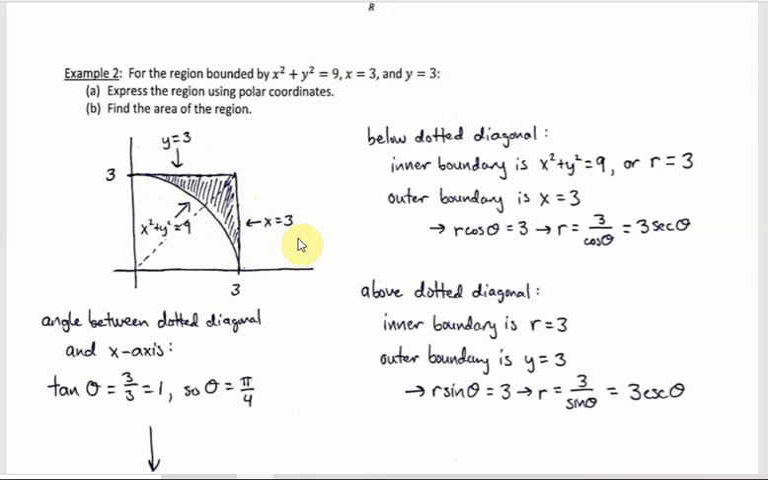So, okay, well then this looks kind of angular, right? Like if you think about what the limits of r would be, the inner limit and then the outer limit, the inner limit's easy, right?